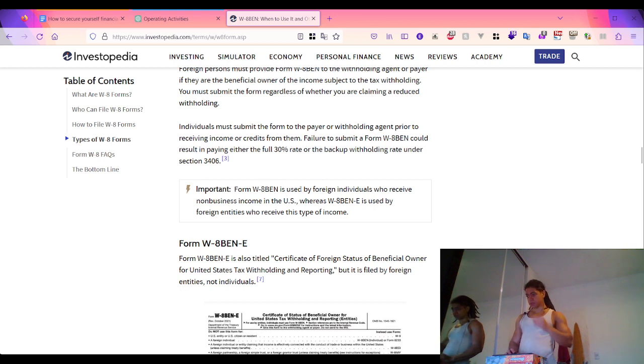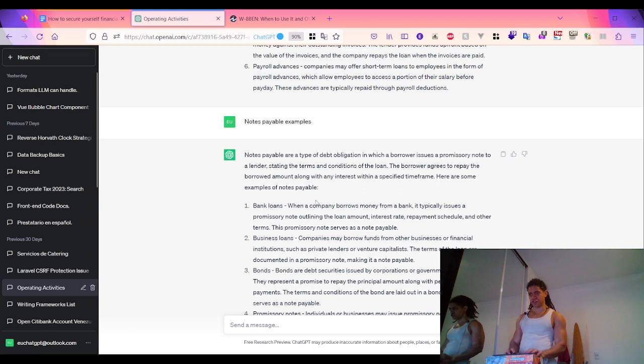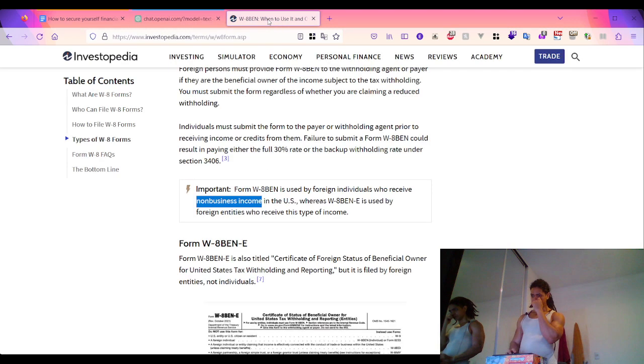Form W-8BEN is used by foreign individuals who receive non-business income in the U.S. Non-business income is used by a foreign entity who receives this type of income. Clarify for me what you mean by non-business income.